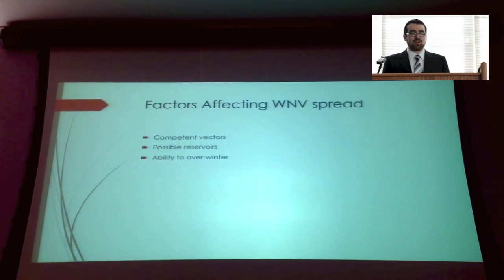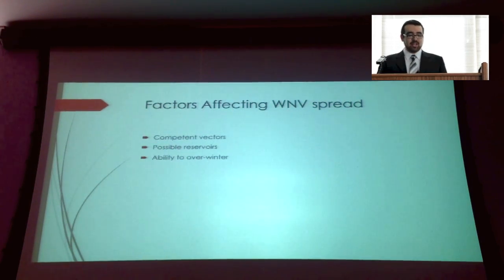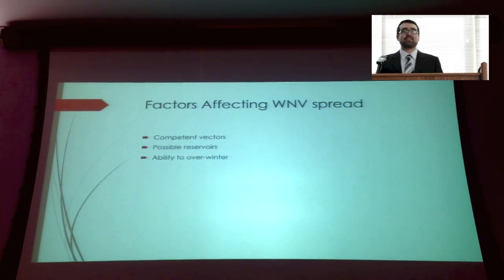The possible reservoirs are mammals, but specifically birds, such as crows and blue jays, which serve to amplify the virus in the environment. Another factor involved in the spread of West Nile virus is the ability to overwinter, which means that the virus can survive the cold temperatures of winter here in Ohio and other states, either by residing in a mosquito, which is dormant over the winter, or in birds.